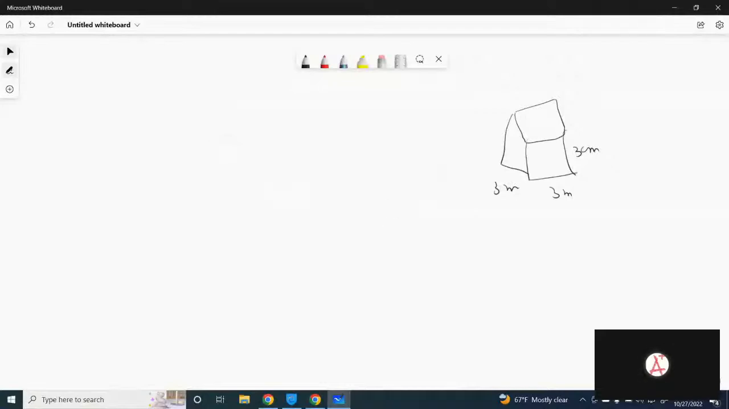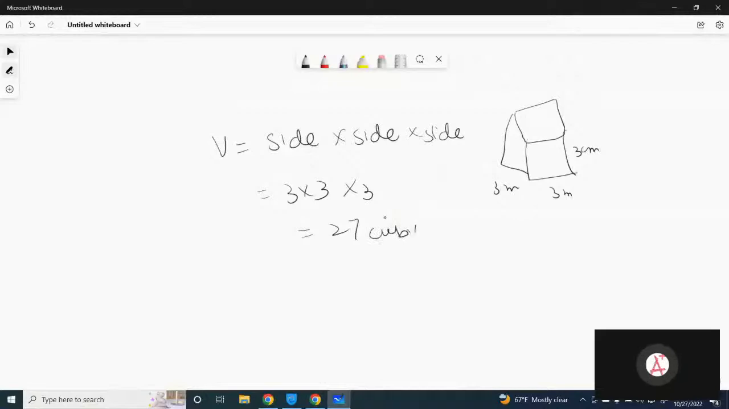So volume of the cube is always side times side times side. Got it? You can note down the formulas and use them later when you have to find the value. So you need to do 3 times 3 times 3. So it would be 27 cubic meter. Got it? Let's just start with the examples.